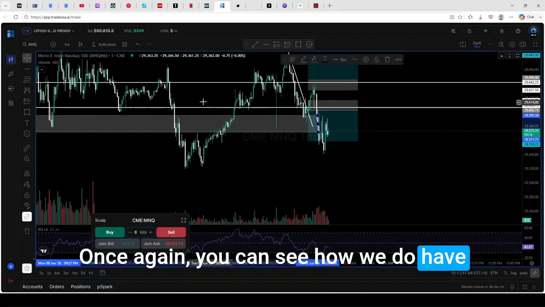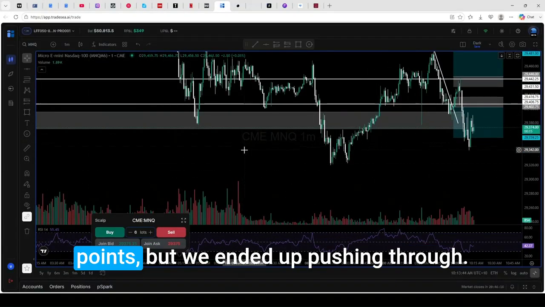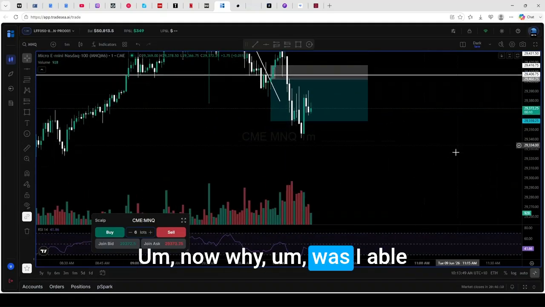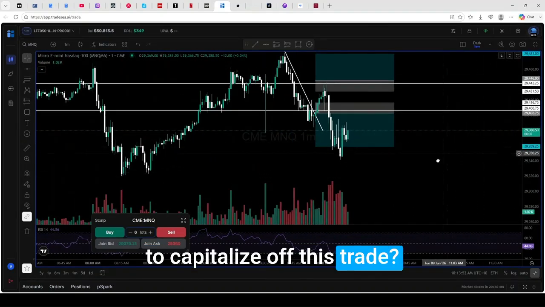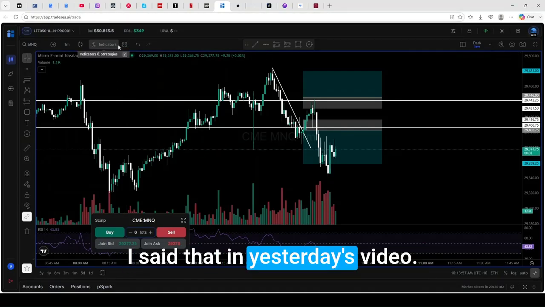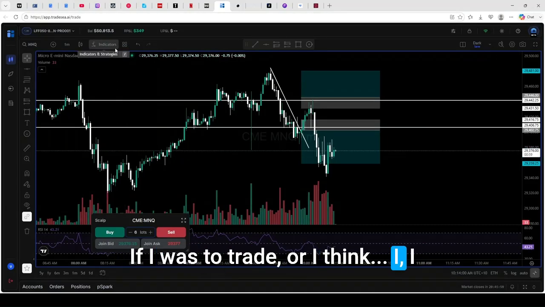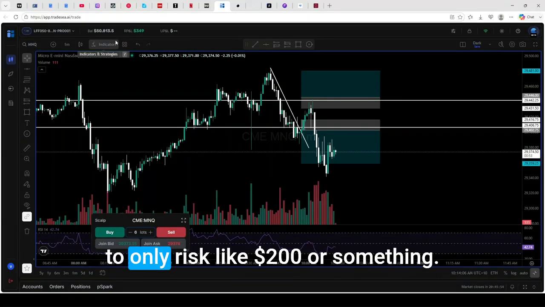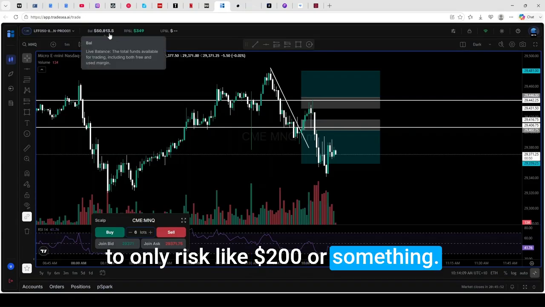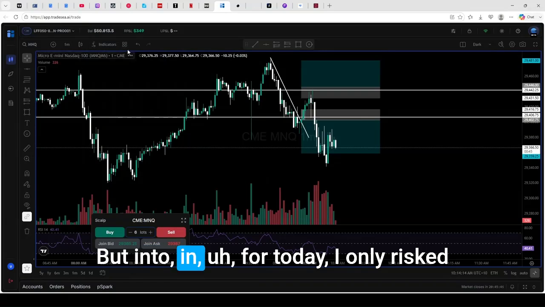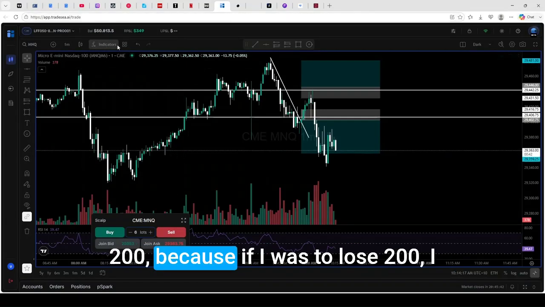Once again, you can see how we do have a bit of activity going on around these points, but we ended up pushing through. Now why was I able to capitalize off this trade? Of course, I wasn't risking as much as what I normally would. I said that in yesterday's video. When I took my next trade, I knew that I was only going to risk like $200. Usually, I risk $500 to make 1,000 or 1,500, but for today, I only risk 200 because if I was to lose 200, I wouldn't have blown this account.